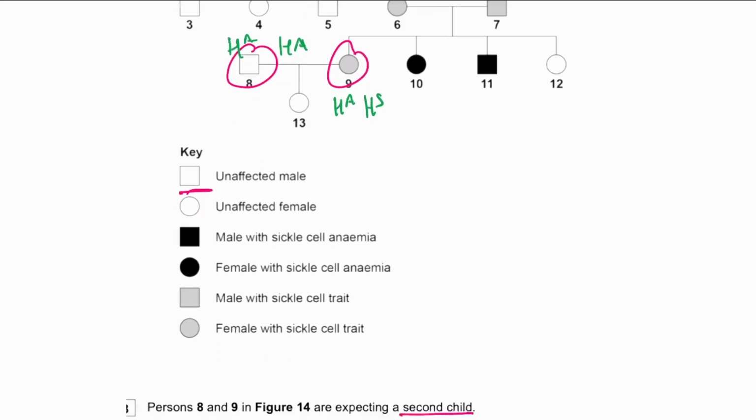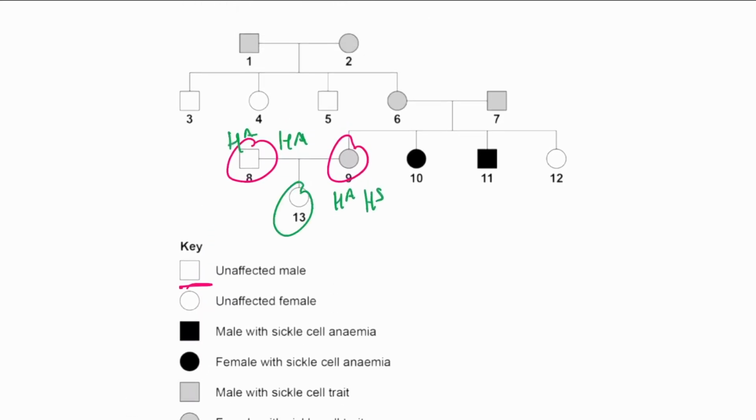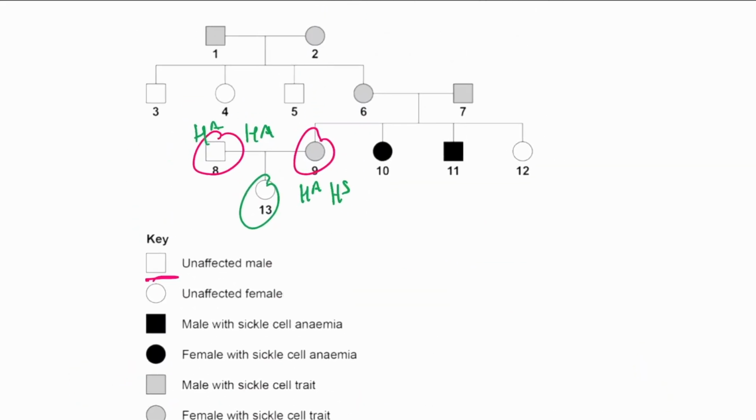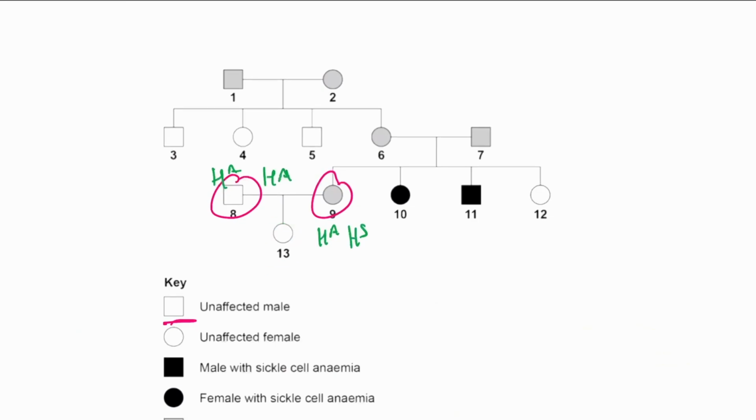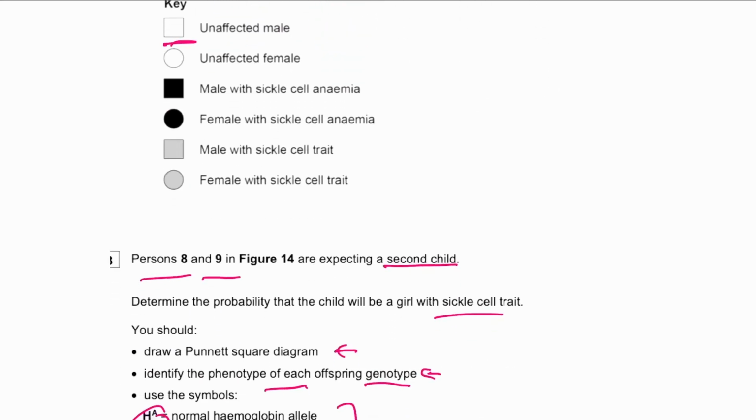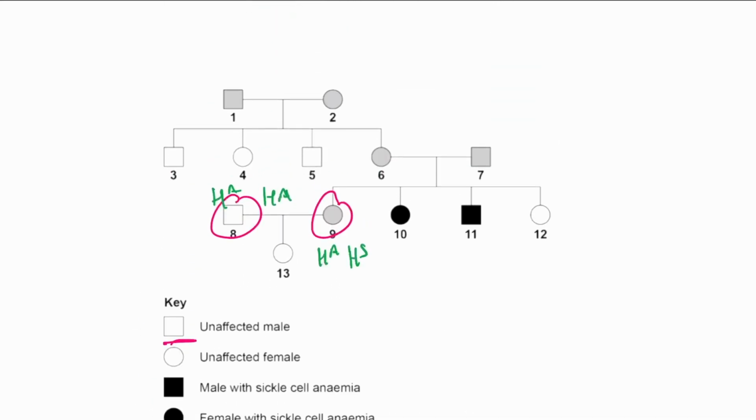So now the question is, they have this child number 13, and we want to know what are the chances they're going to be a girl with, sorry, it's not number 13. Number 13 is a child they already have, but they're going to have a second child. So we want to say, what are the chances that this child will be a girl with the sickle cell trait? Okay, so we can solve this now. So if we draw out our Punnett square, it should become pretty clear to us.